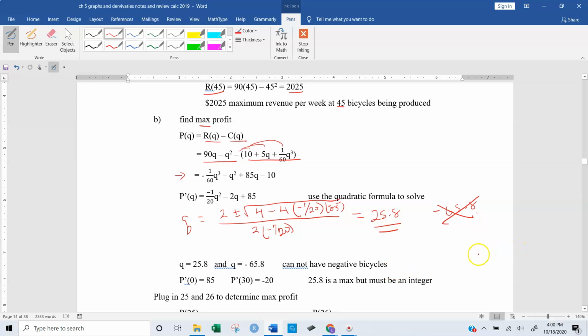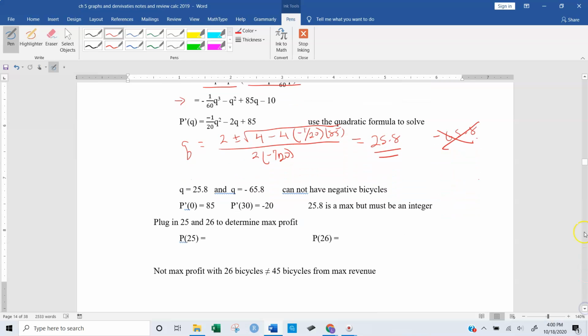So we have to plug in, again, if you plug in the 0 and the 31 on each side, you'll find that this is a max. But now I got to plug in the numbers between 25 and 28. So I got to plug in 25 and 26 into my original to see which one actually gives me the max profit. Well, when you plug in 25 to your original, you get $1,229.58.